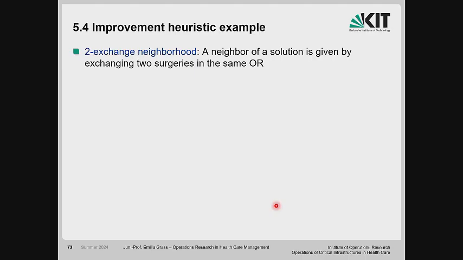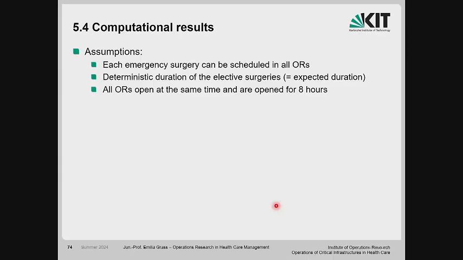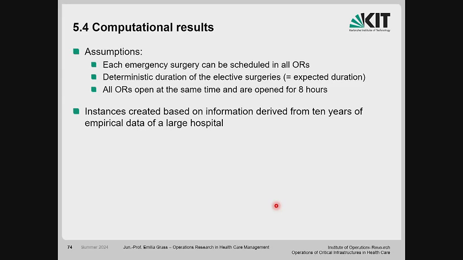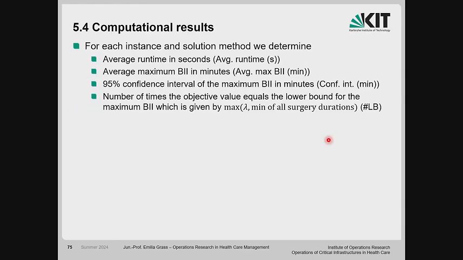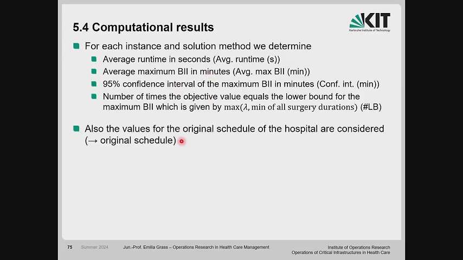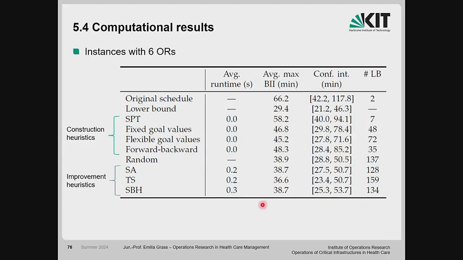Then we could have some kind of improvement heuristic. Tabu search, you already know that. And then they had some computational results. They had a lot of data, 500 periods, 500 days of data distributed over the last 10 years. And then they determined different numbers, average runtime in seconds, maximum break-in intervals in minutes, and so on, as before. And that was the computational result.